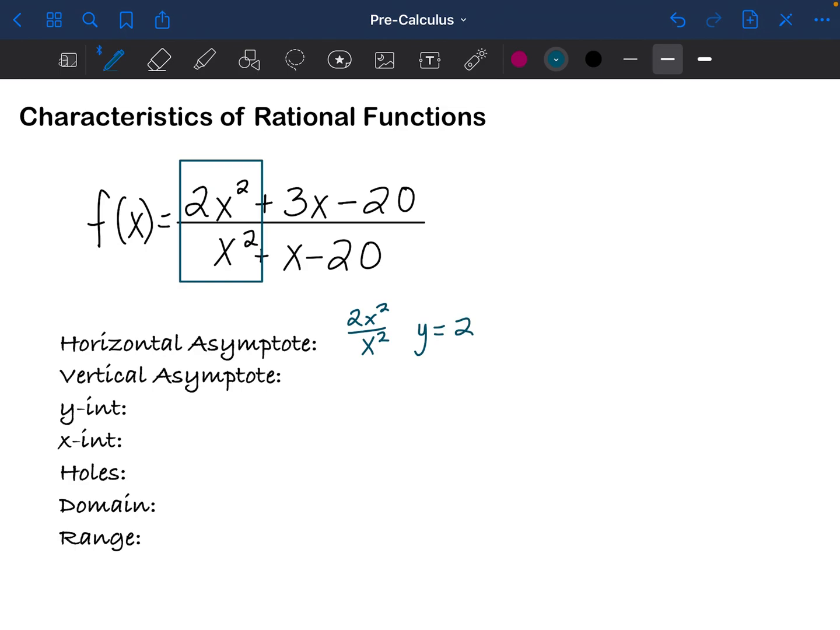It's important to note that the horizontal asymptote is a line, and it's obviously a horizontal line, so it's y equals. Make sure you write it as an equation. The vertical asymptote and the holes, we need to figure out those points of discontinuity, so where are we potentially dividing by 0? And to figure that out, we're going to have to factor.